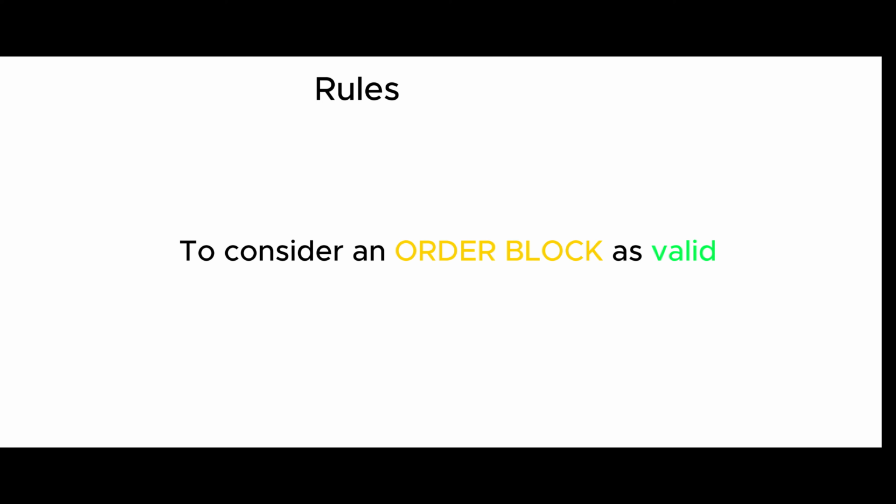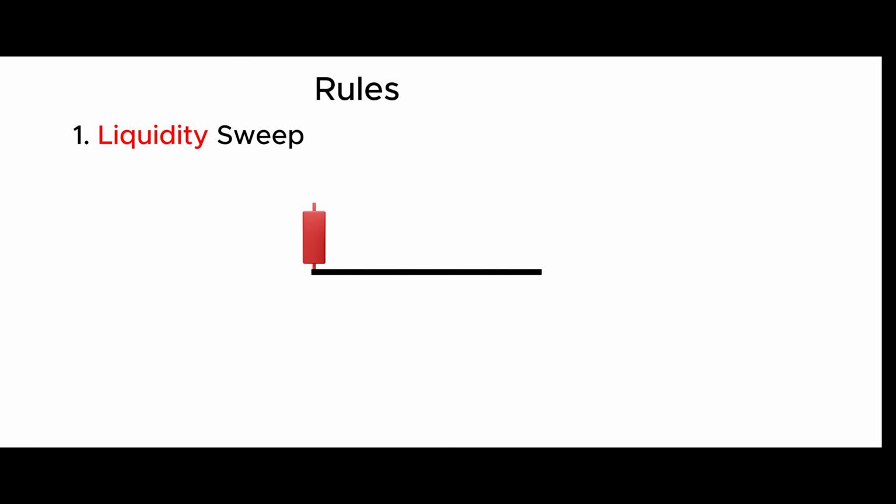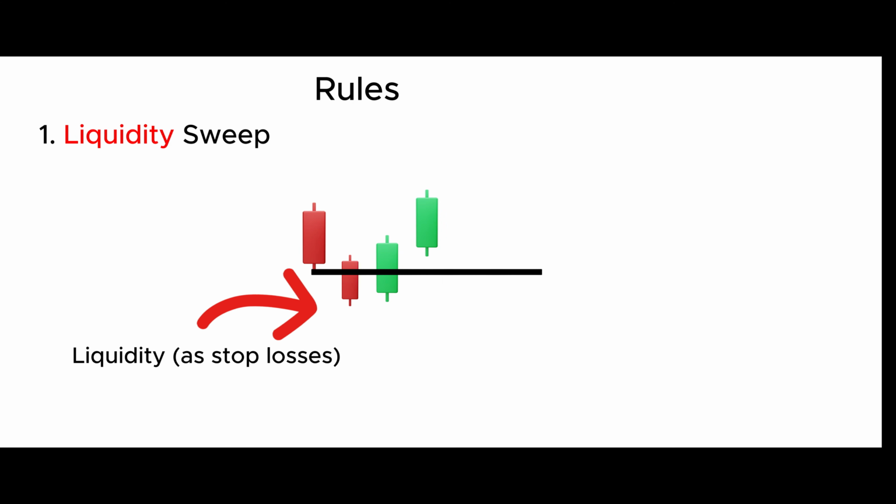There are certain rules that need to be respected in order to consider an order block as being valid. The first rule is, as we have said before, the order block candle must sweep the liquidity of the past candle. This indicates that institutions have successfully taken the liquidity of the retail traders, loading all the liquidity for an upcoming massive reversal, as seen in the following representation.